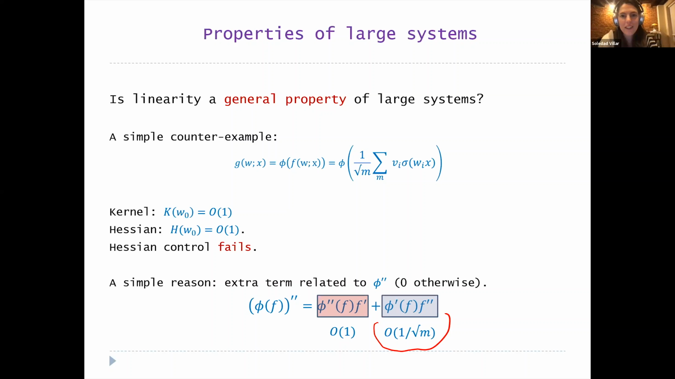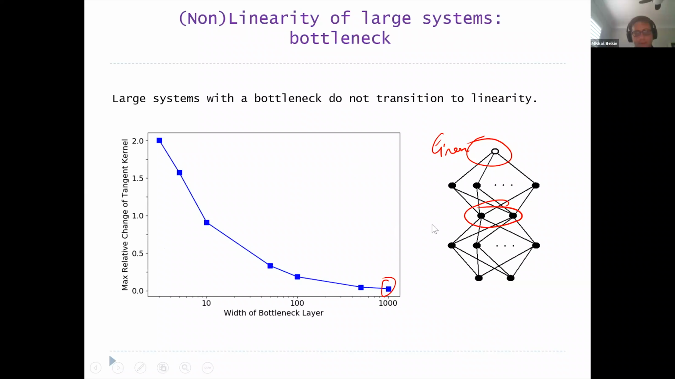Another question is, could you comment a little bit more on what the bottleneck layers have to do with the style of the analysis you presented in the previous slides? What you can prove is that there are some extra terms which appear because of the bottleneck. These extra terms are not small. So the Hessian doesn't vanish. It doesn't scale as 1 over square root of m.